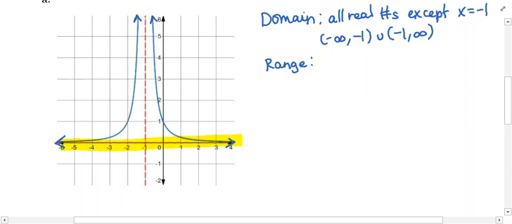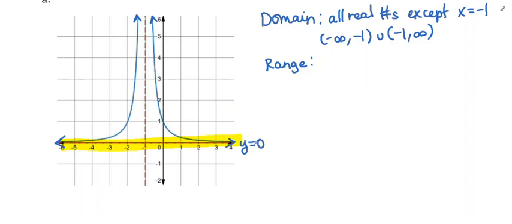They get closer and closer to the x-axis, but never touch or cross. Remember, the x-axis has the equation y equals 0. Every point on the x-axis has a y value of 0. So basically, there's no point on your curve that has a y value of 0. So 0 is not in the range.